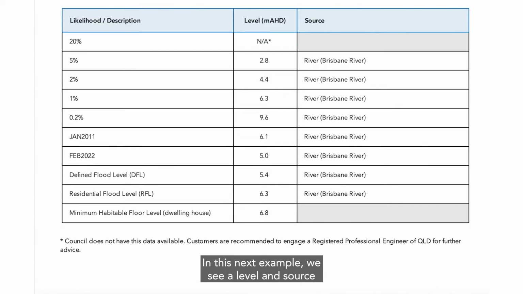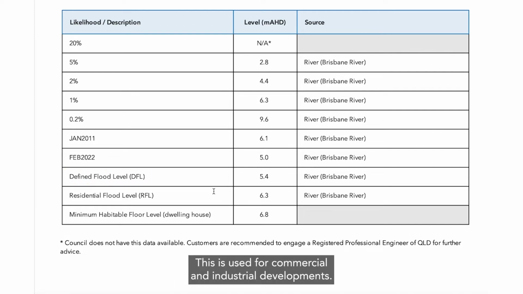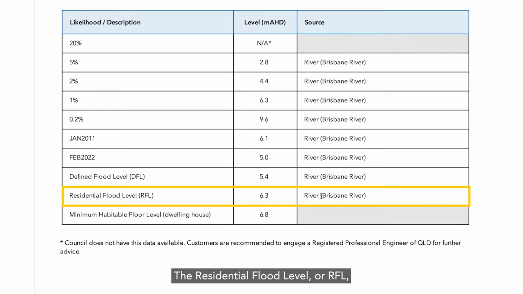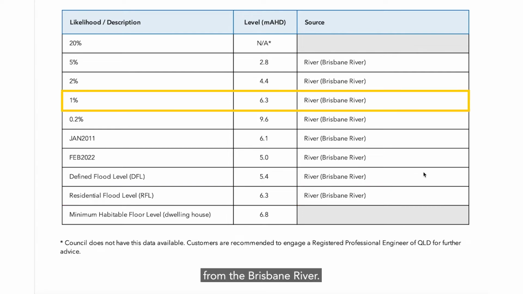In this next example, we see a level and source for the defined flood level, or DFL. This is used for commercial and industrial developments. Refer to the useful definitions in the report and City Plan for more details. The residential flood level, or RFL, simply equates to the 1% annual likelihood of flooding from the Brisbane River.